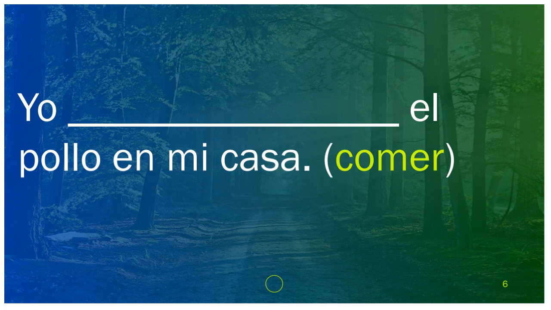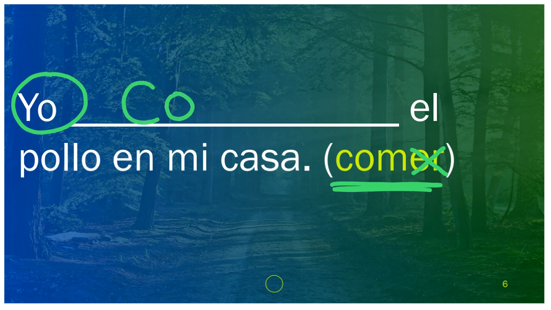So, yo blank el pollo en mi casa. So we're wanting to say, I eat the chicken in my house. And we need to conjugate the verb comer here to match our subject, which is yo. So we're going to want to take the ER off the end. That's our first step. So we're going to end up with just the stem of the verb, com.